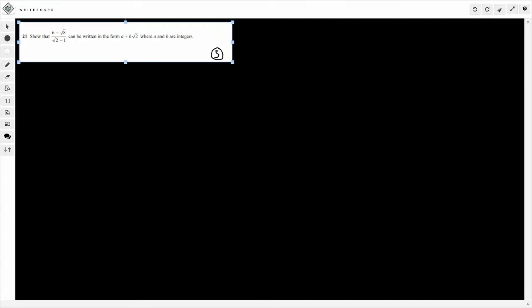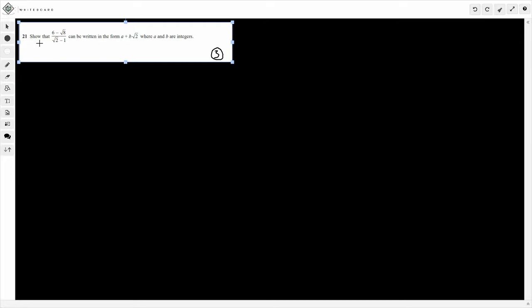And this was a 3-mark question, and this is tricky if you've never seen rationalising in this form, where you've got the square root and an integer given. The first thing you have to recognise is that we are rationalising surds here. So the first step is we multiply through by the conjugate. The denominator here is root 2 minus 1, so the conjugate is just the opposite sign: instead of root 2 minus 1, it's going to be root 2 plus 1.